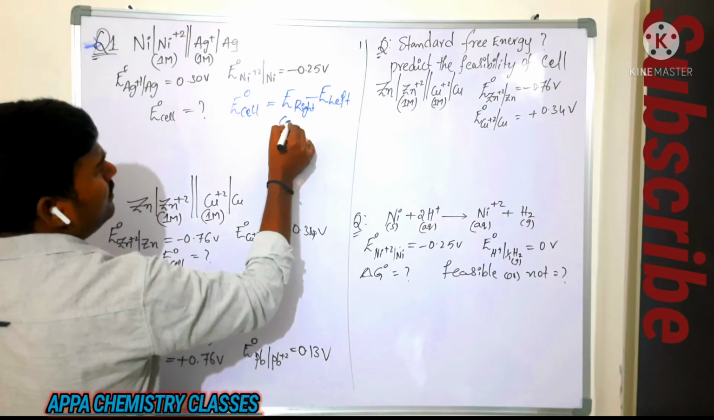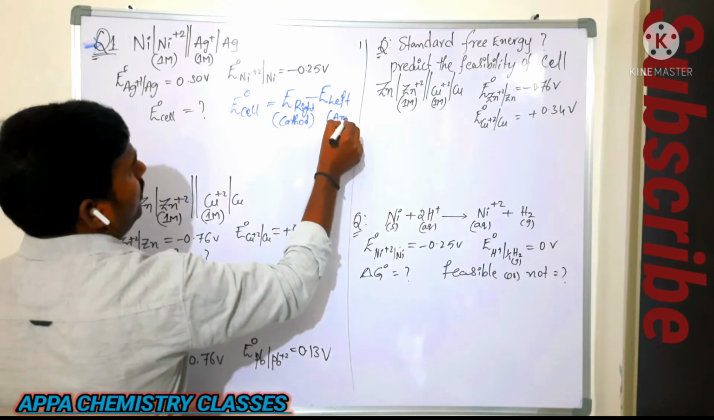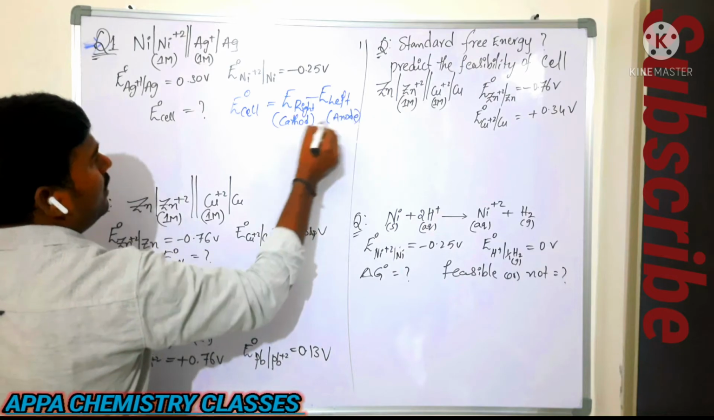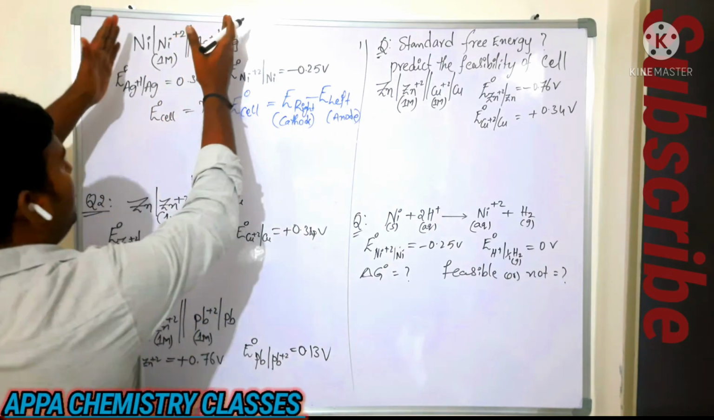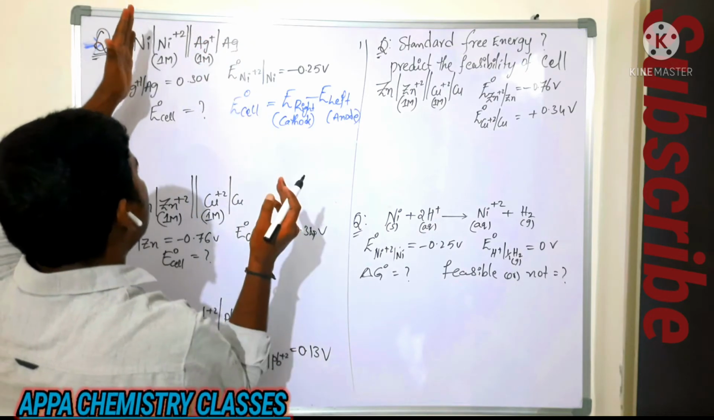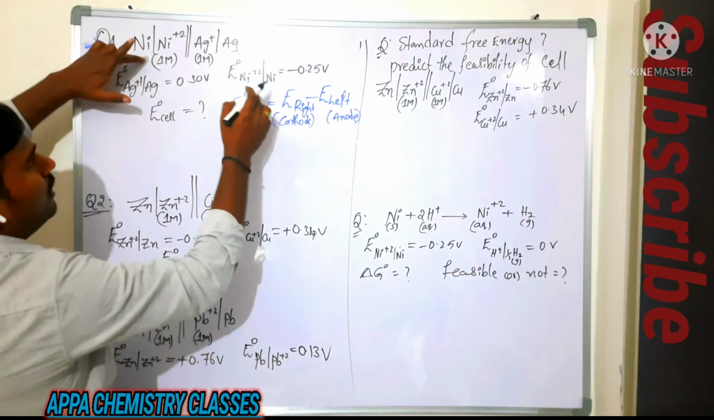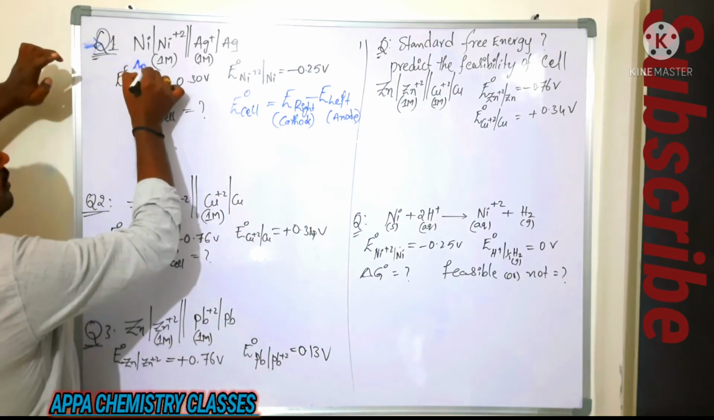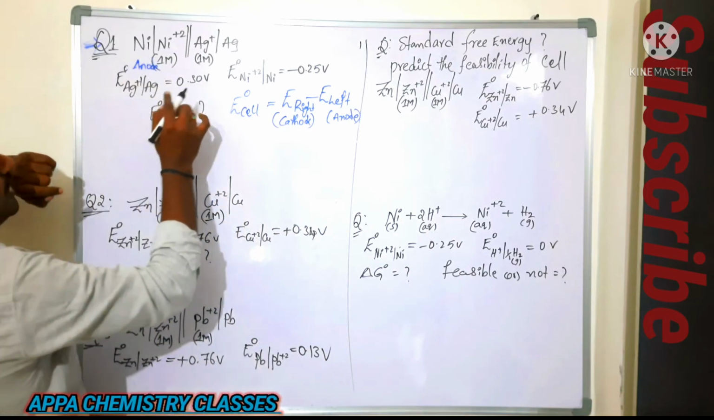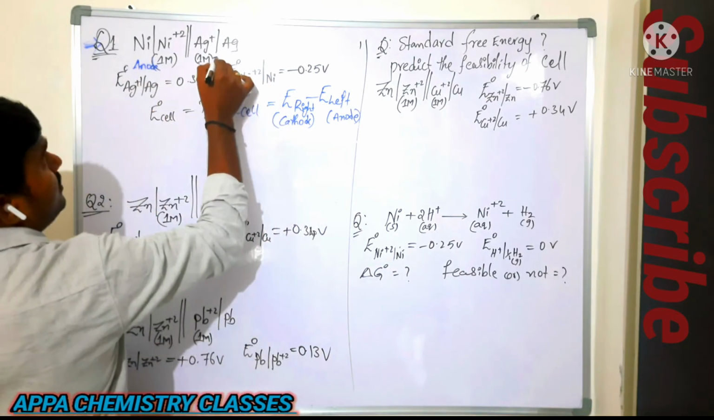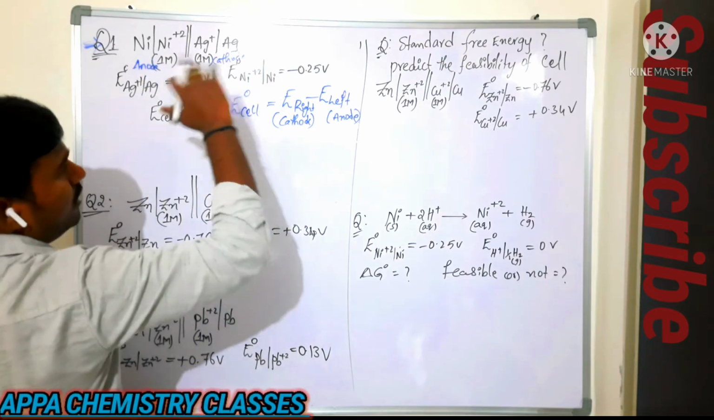E right in the sense what? Cathode. E left is anode. Cathode potential minus anode potential. Now which is acting as cathode here? This is a cell representation, so which is present on your left hand side? Nickel. That nickel will be the anode. In the last video I explained how to write the cell representation and cell reaction also. Left side whatever is there is anode, right side is cathode.